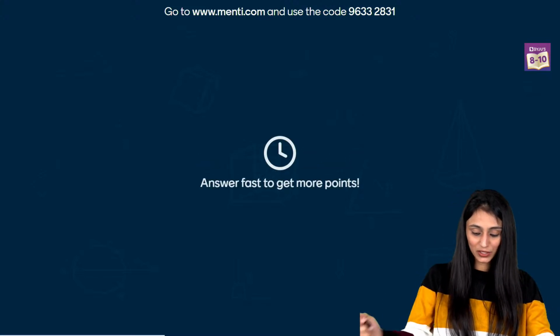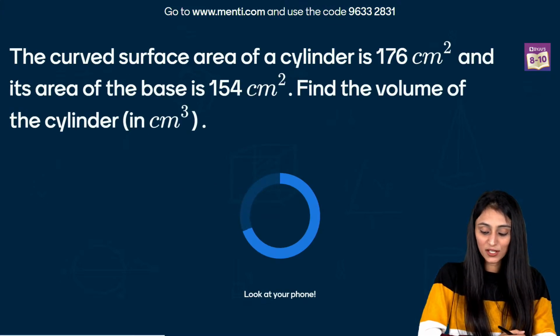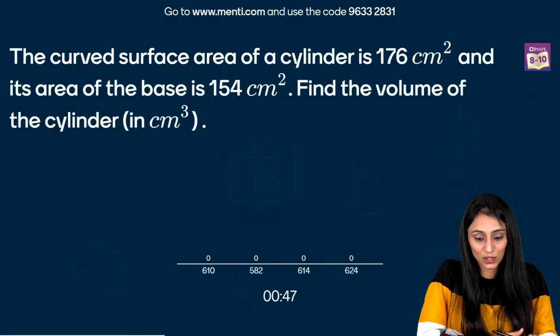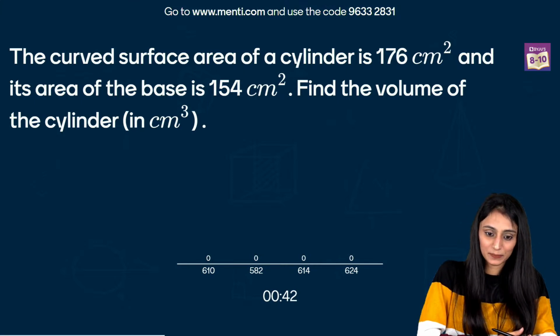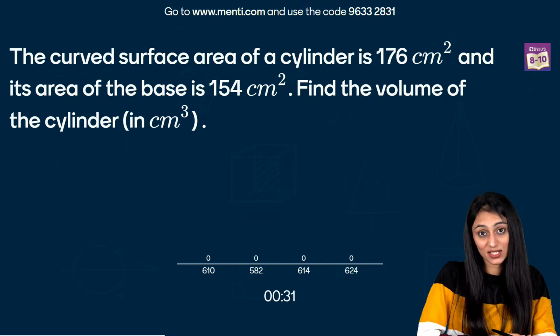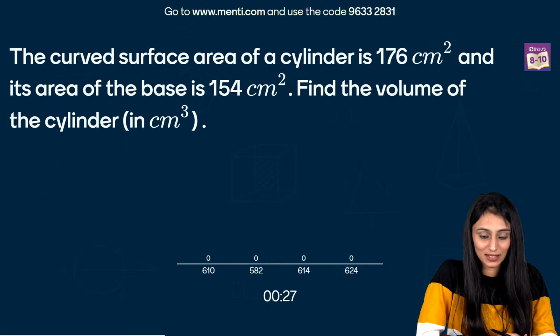Now we have question number 3 over here. Curved surface area of a cylinder is 176 centimeter square and its area of base is 154 centimeter square. Find the volume of the cylinder in centimeter cube. Very simple one. Curved surface area is given, area of base is given, right? I hope all of you know how to do it. It's a simple one. But yes, these questions are actually time consuming, I would say, because calculation is involved.